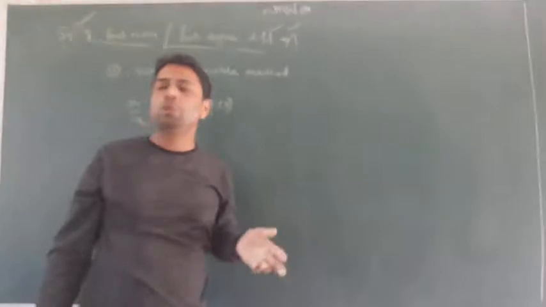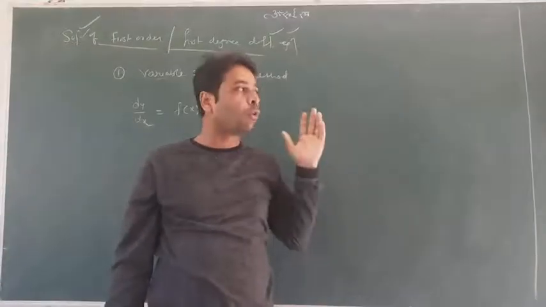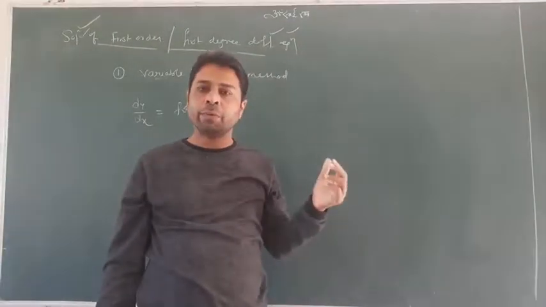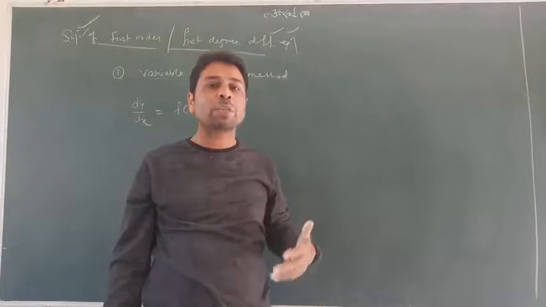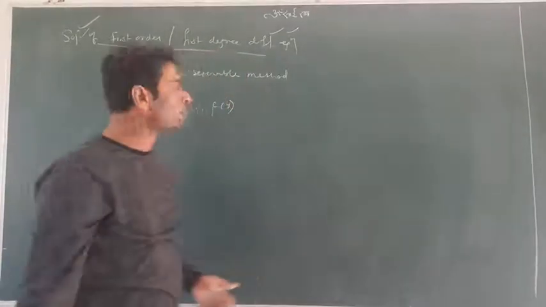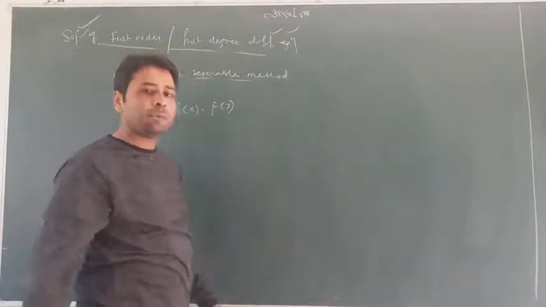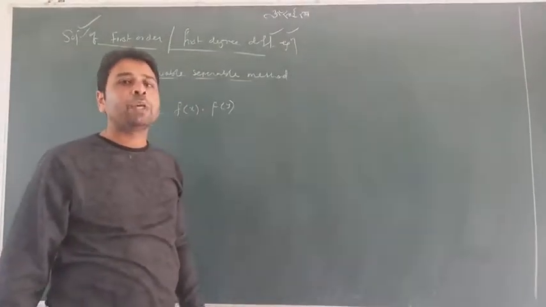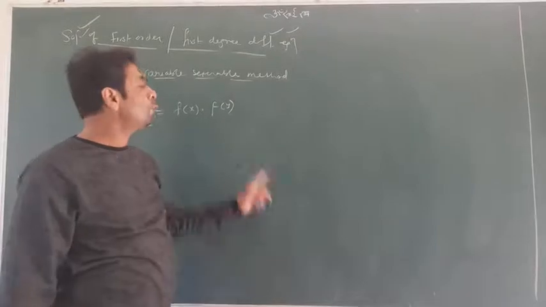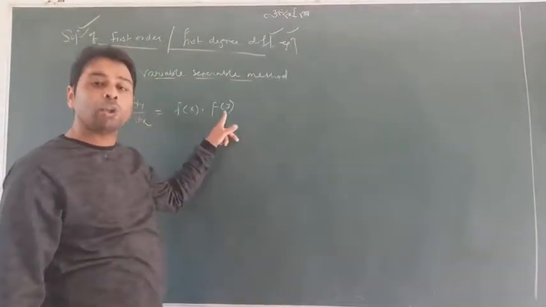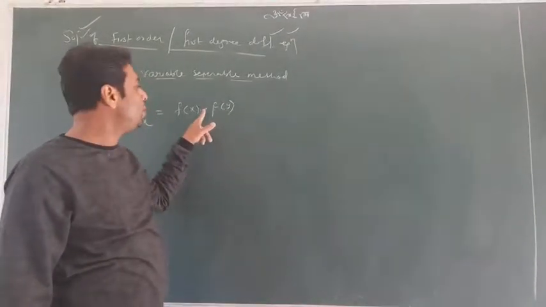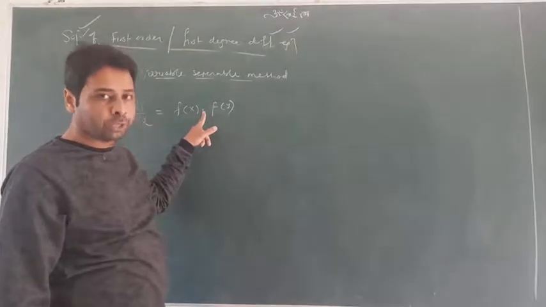Again I tell you, we don't have to check. It would already have been given. We just have to know what the method is. So the first method I am telling you is the variable separable method. And again I want to say one very important thing: in the variable separable method, the terms of x and y will always be in either multiplication or in division.